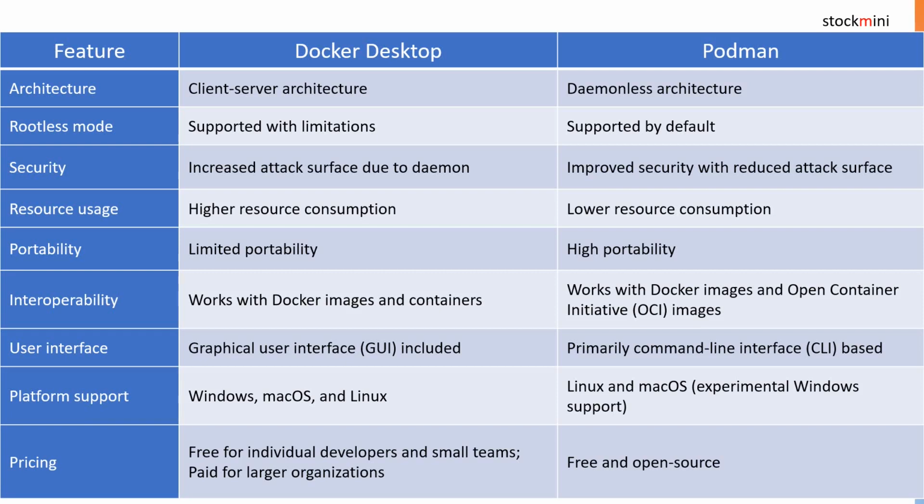Rootless mode. While Docker Desktop supports running containers without root privileges, it comes with certain limitations. On the other hand, Podman operates in a default rootless mode, prioritizing security by restricting container access.